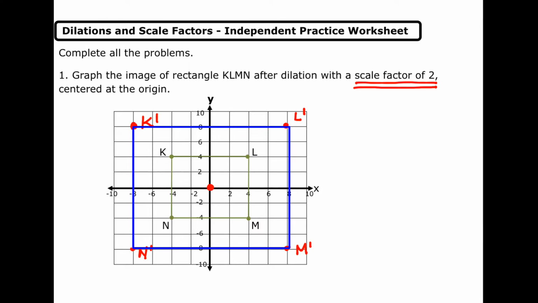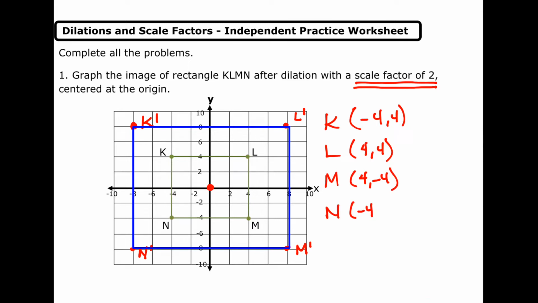Another way we could have done that is simply by listing all of the original coordinates. Our original coordinates are K, L, M, N, and they are at, K is at -4, 4, and L is at 4, 4, M is at 4, -4, and N is at -4, -4. So with a scale factor of 2, we could simply multiply each x and y coordinate by the scale factor.